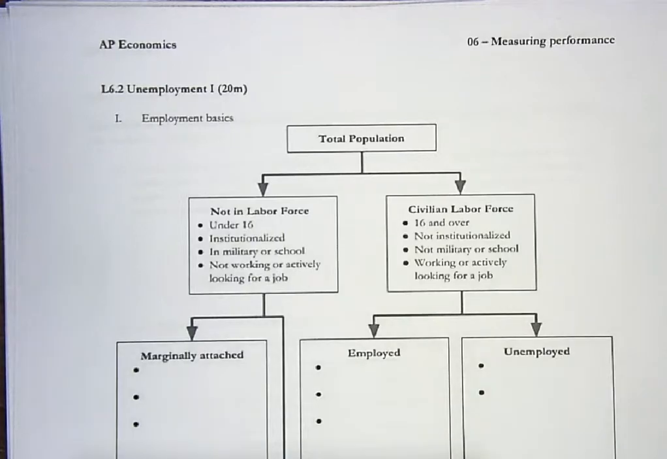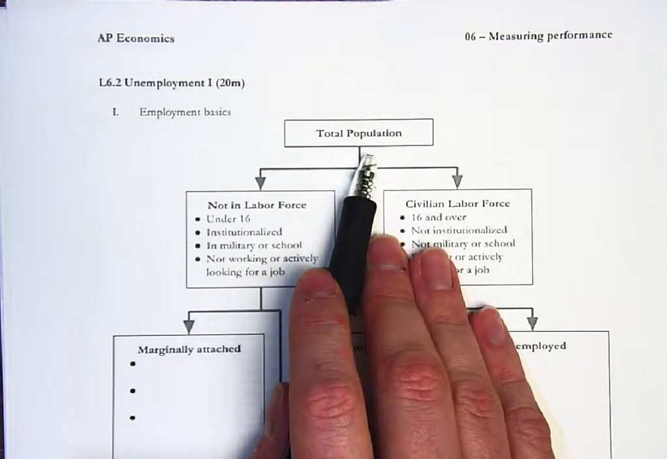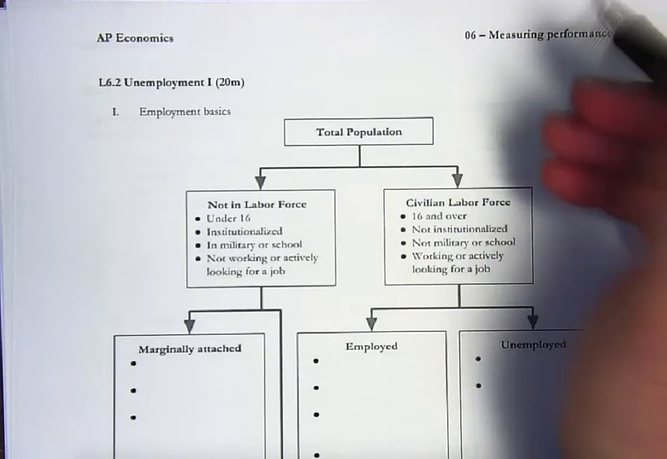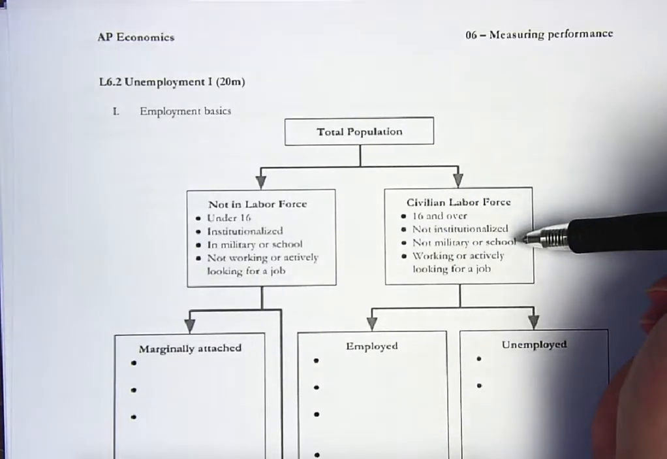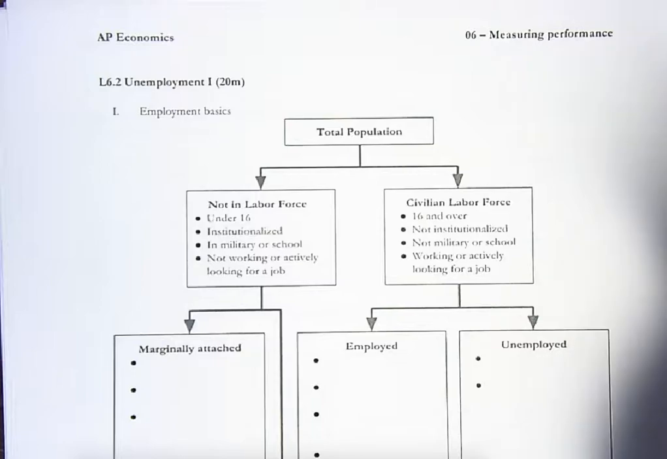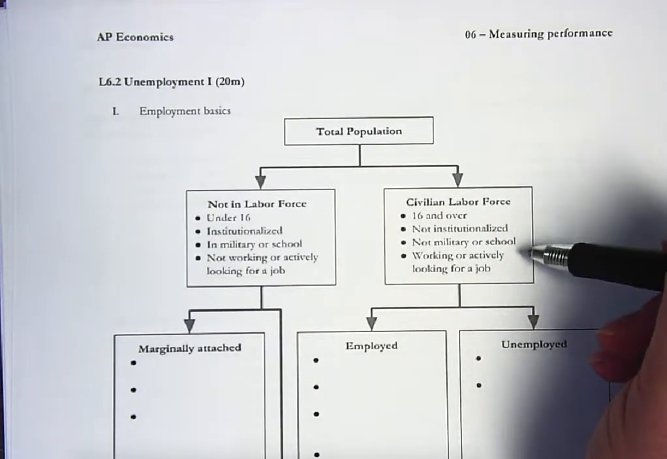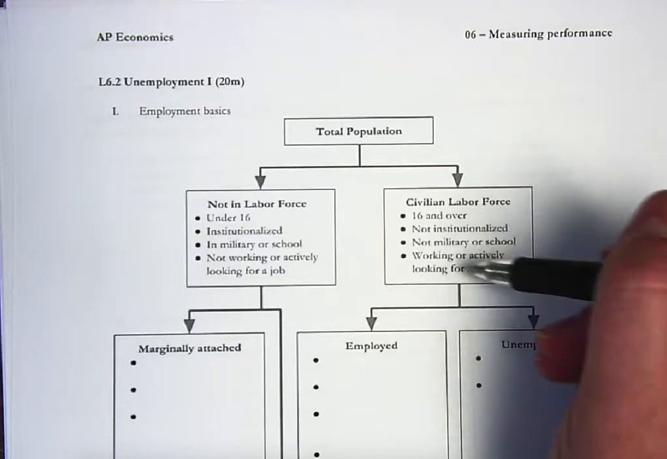So the first thing to observe is you've got a total population of a country. In the United States, that's 330 million or so people. Economists categorize them into two groups: either you're in the civilian labor force or you're not. Pretty simple. Either you are 16 and over, not institutionalized, not in the military or school, and you're working or actively looking for a job, that makes you in the civilian labor force.